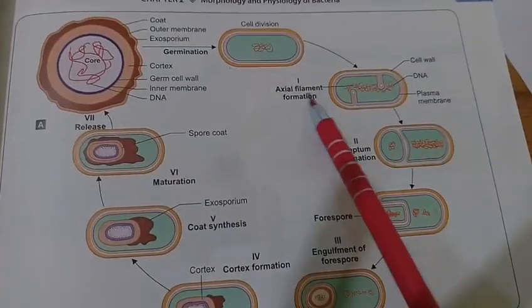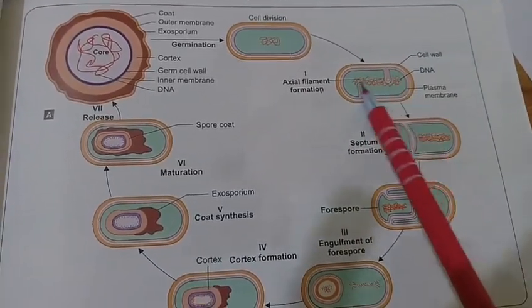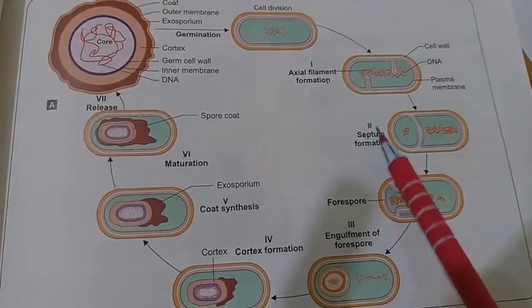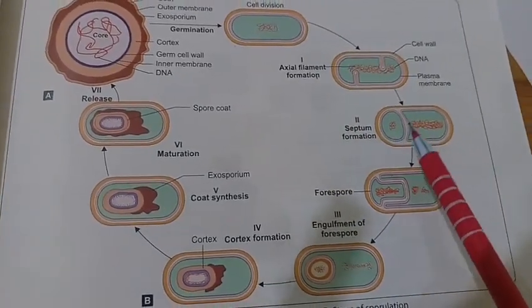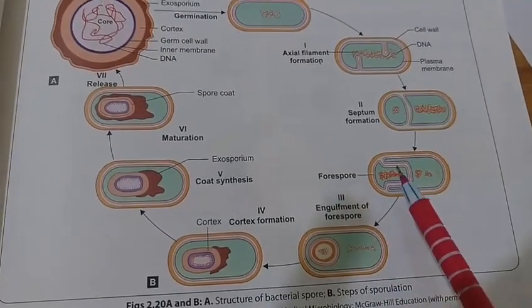The first step is axial filament formation. This is your DNA, and it is forming the axial filament. The next step is septum formation. You are clearly seeing here that the septum is formed. The next step is engulfment of the forespore. This is known as the forespore.